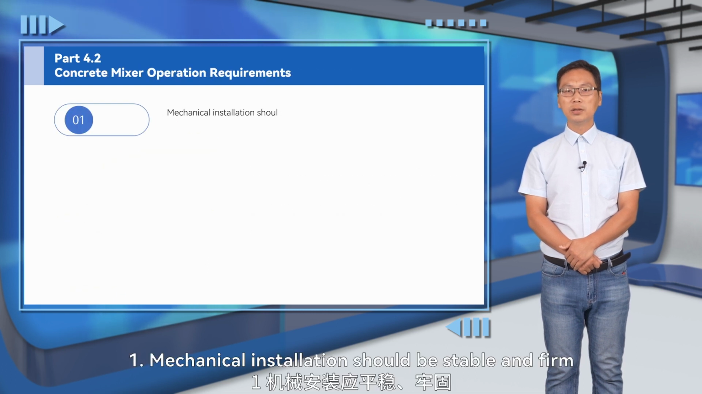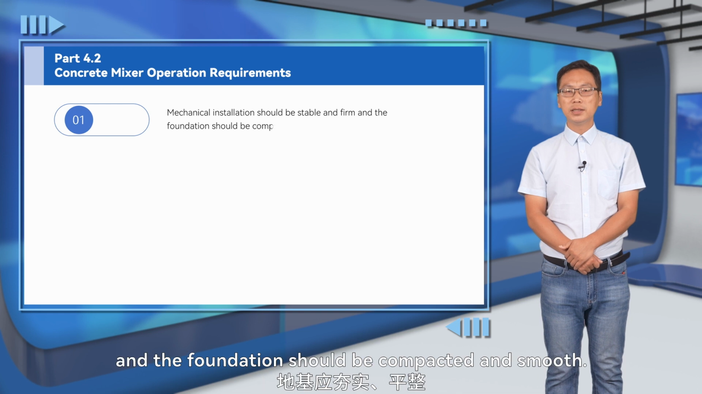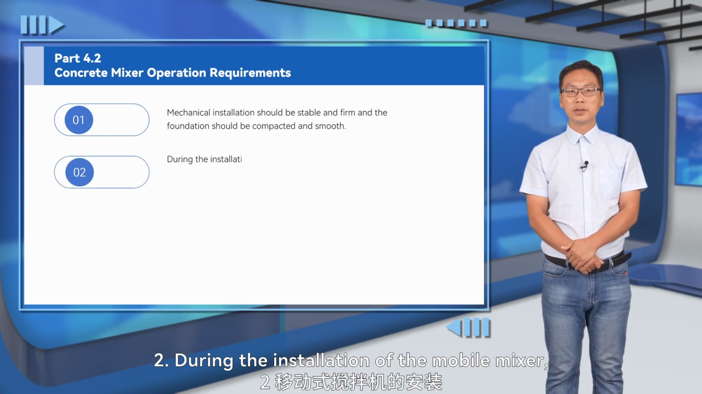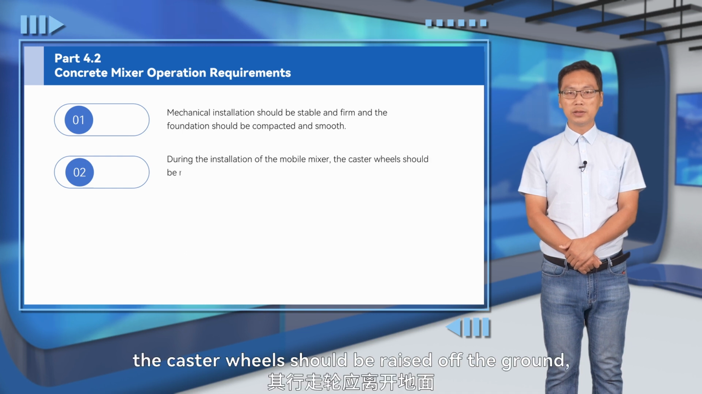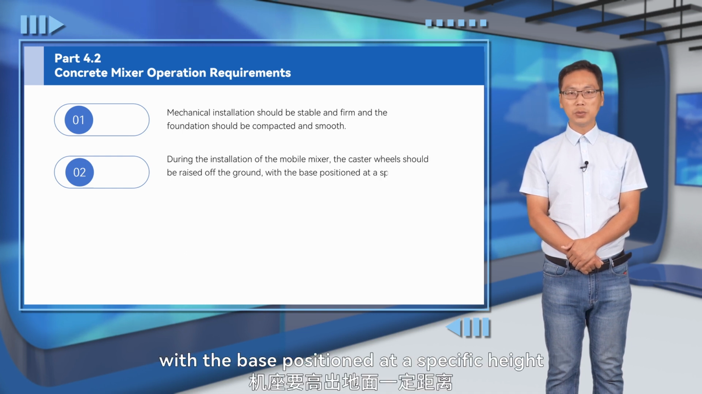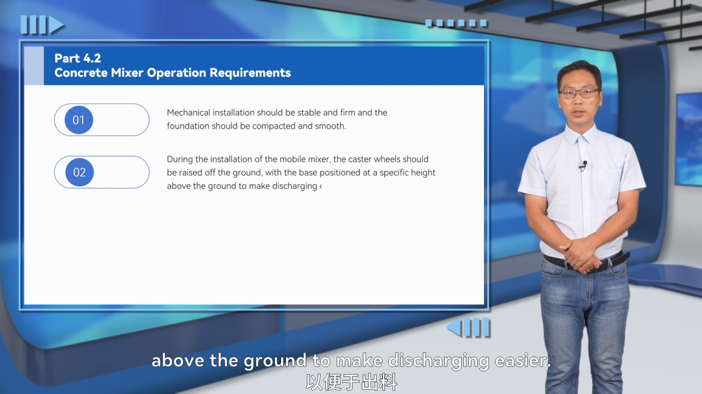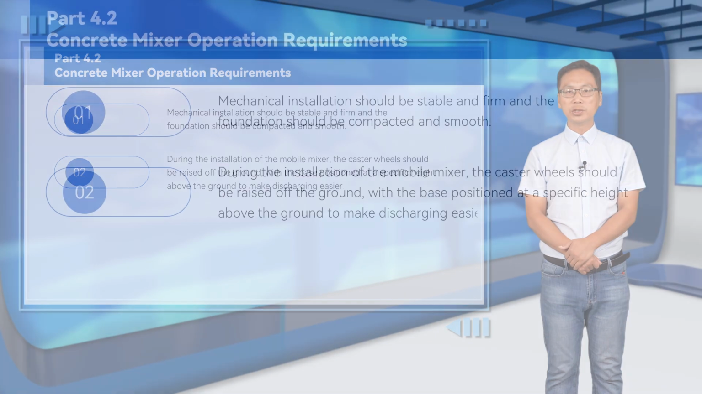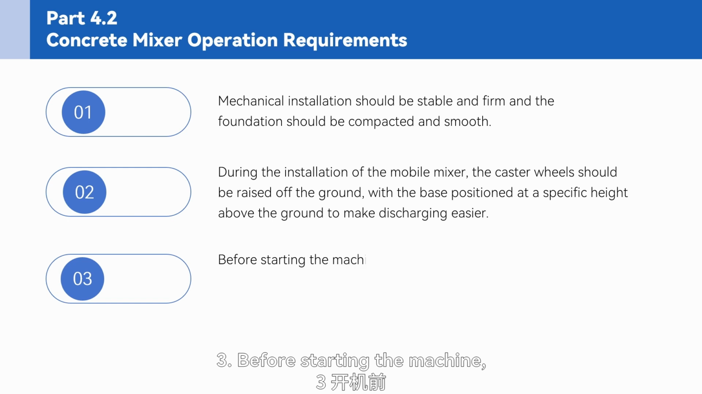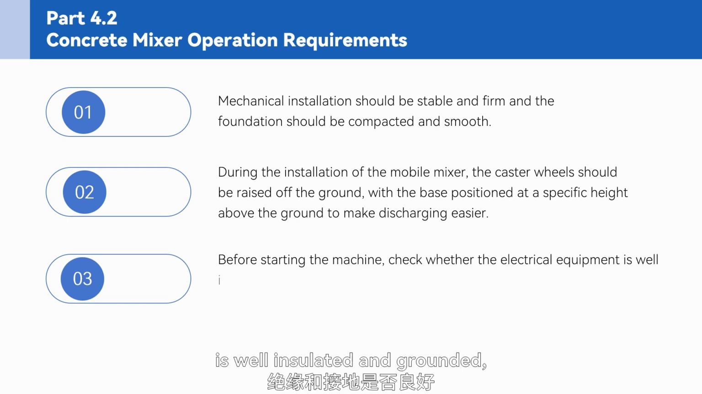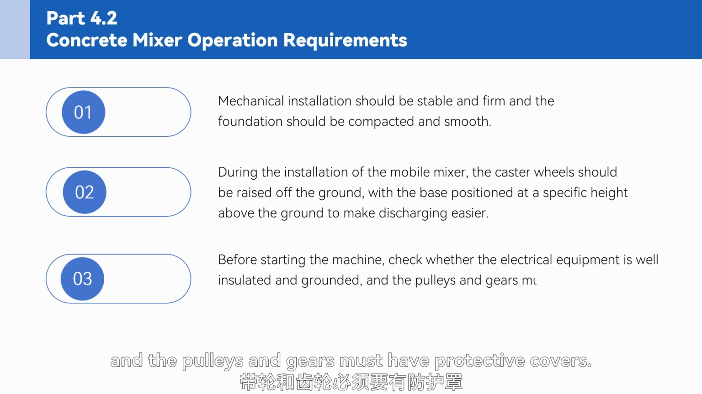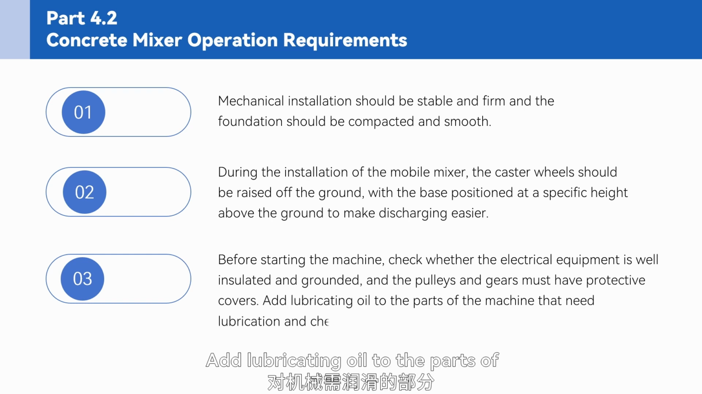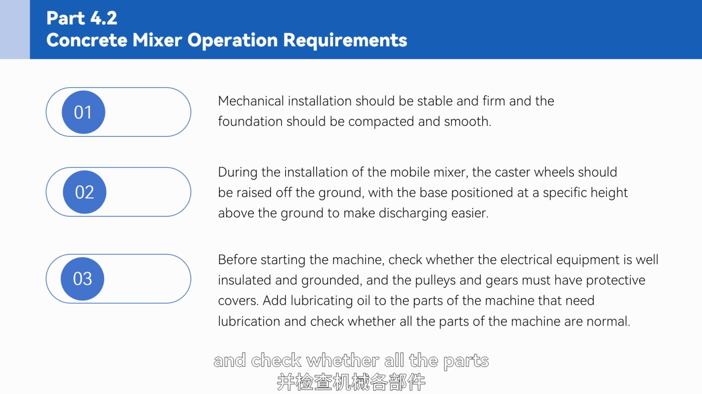Mixer operation requirements. 1. Mechanical installation should be stable and firm and the foundation should be compacted and smooth. 2. During the installation of the mobile mixer, the caster wheels should be raised off the ground, with the base positioned at a specific height above the ground to make discharging easier. 3. Before starting the machine, check whether the electrical equipment is well insulated and grounded, and the pulleys and gears must have protective covers. Add lubricating oil to the parts of the machine that need lubrication and check whether all the parts of the machine are normal.